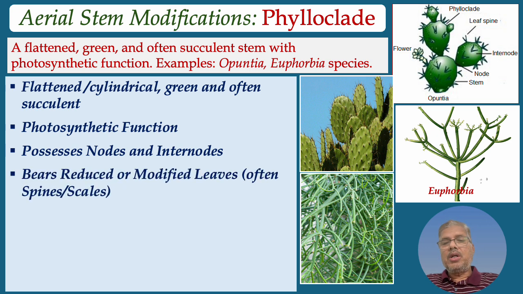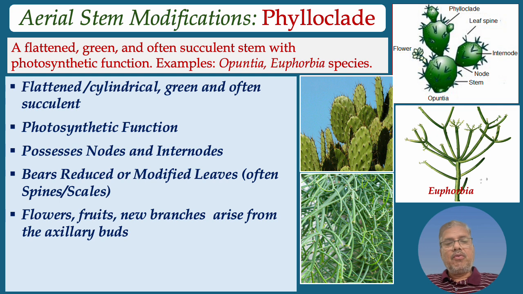At each node of the phylloclade, the true leaves are typically present in highly reduced form, such as spines, as in the case of cacti, or minute scales. These reduced leaves are usually non-photosynthetic and often serve a protective function. Flowers and fruits or new branches often arise from the axillary buds located in the axils of these reduced scale leaves at the nodes of the phylloclade.